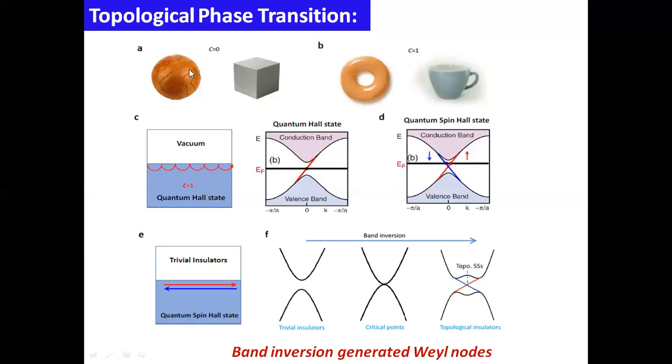So if you see, this is the football and this is the ice cube. So they both are topologically equivalent. And they do not go to this number C equal to 0, C equal to 1. It's a bit mathematical.